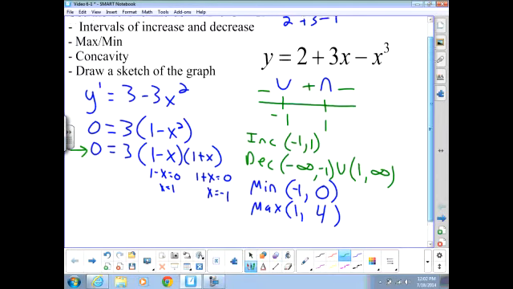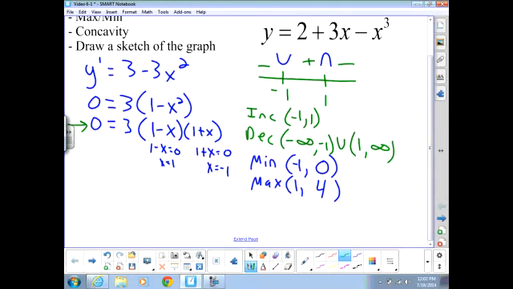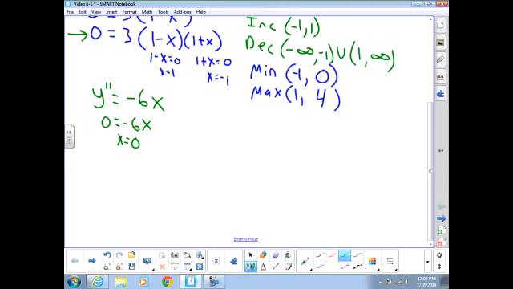We'll now take the second derivative. When taking the second derivative, it's probably going to be easier to do it with our original first derivative, not the factored form. Our second derivative will be negative 6x. We'll set that equal to 0, and we just get x is equal to 0. So we'll only have one value on our number line for that.